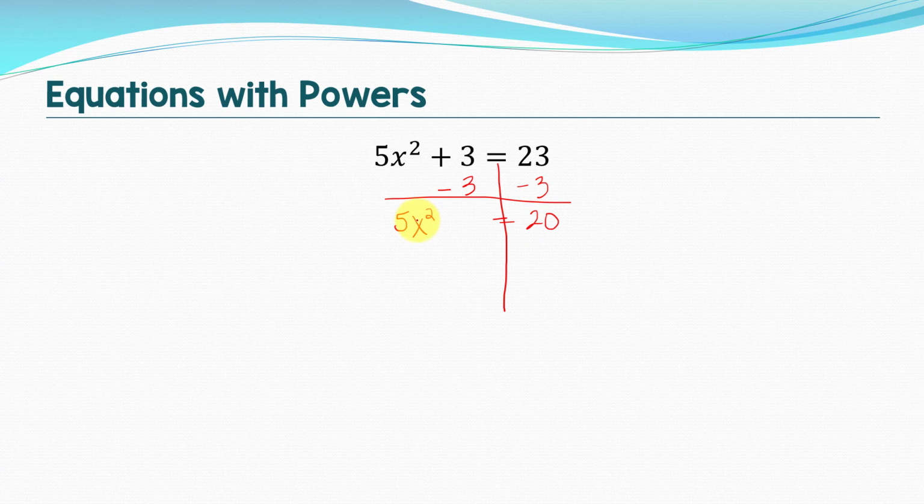Look back here. I've got 5 multiplied by x squared, and the opposite of multiply is to divide. I need to divide both sides by 5. 5 over 5 cancels out to become 1, and that gives me x squared equals 20 divided by 5. Now, how do I solve for x if I've got x squared equals 4? That means a number times itself. What number times itself equals 4? You might just know that 2 times 2 is 4.